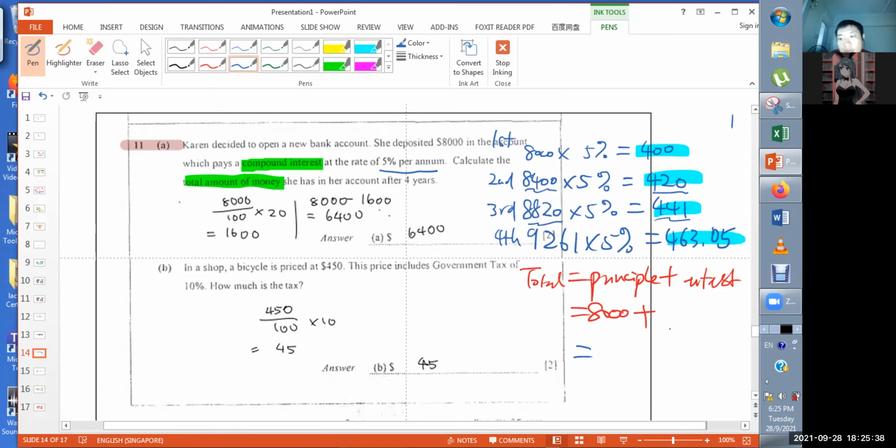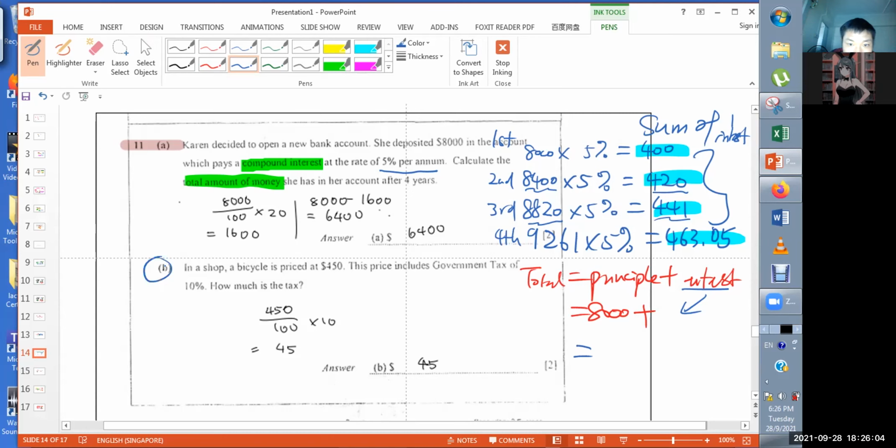$9,694.05. Okay, I leave it to you, because this is the total interest. This is called the sum of interest. So you just add 8,000 to the sum of interest, you will get the total. Okay, can or not? Oh yeah. Okay, good.